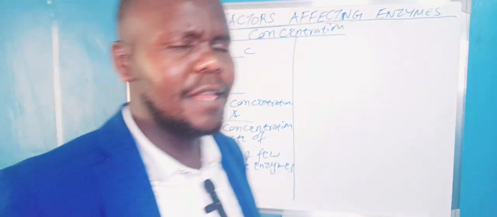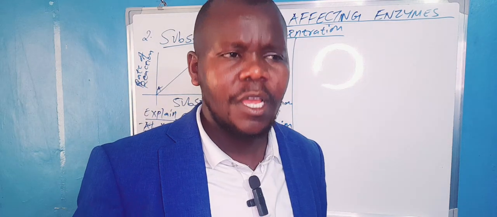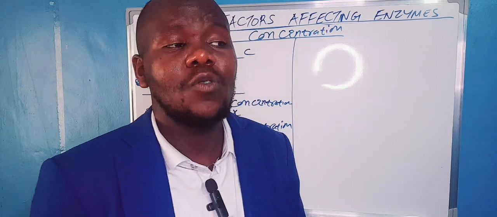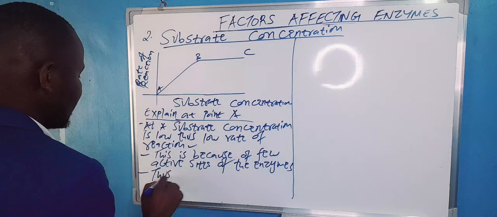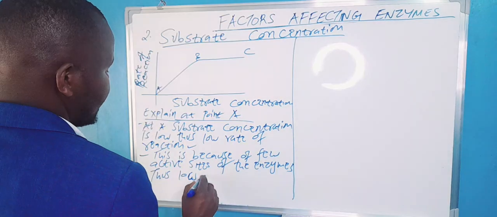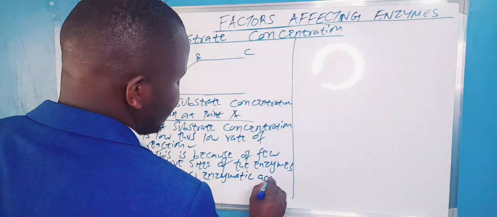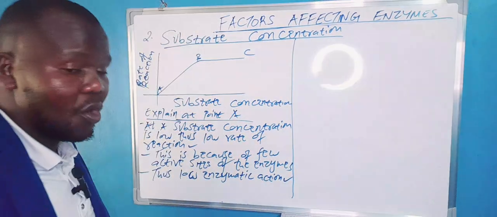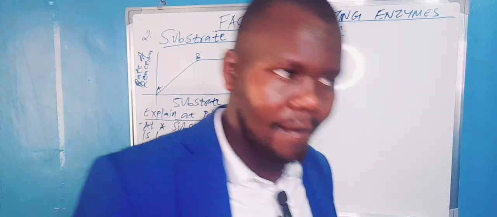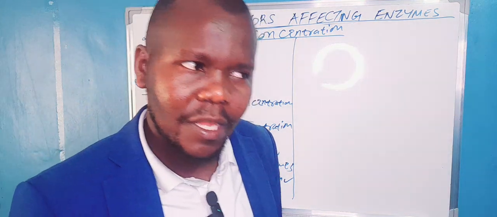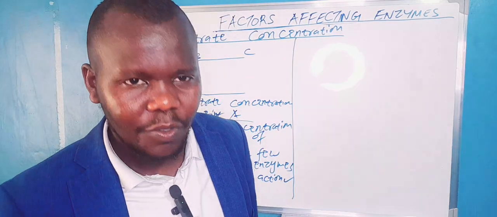Hope you're getting this one. We're saying few active sites of the enzymes. It's like we're speaking about low enzyme concentration. If we have low, it means there is no much action of this enzyme. So the third mark is low enzymatic action. Low, because there are few active sites of the enzyme, and we still have low substrate concentration. The action of this enzyme on this substrate will be very low.